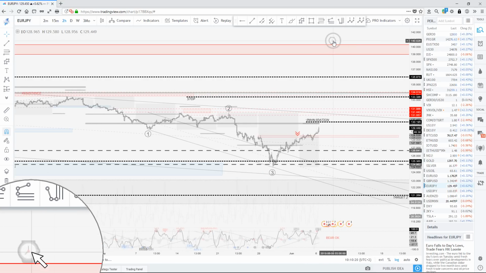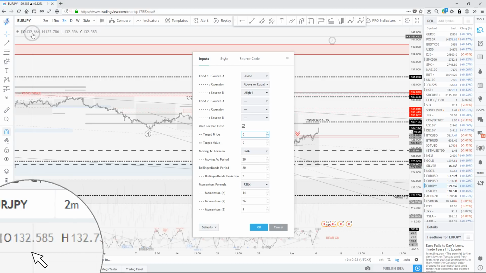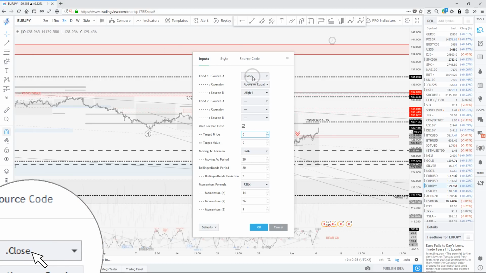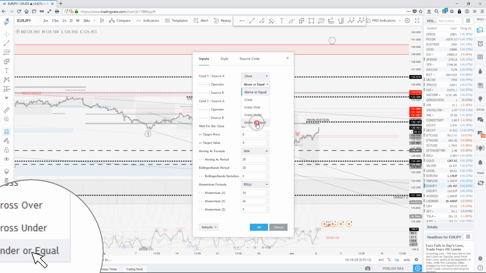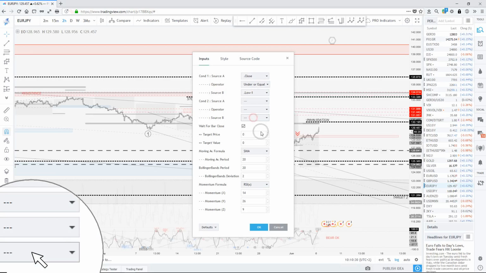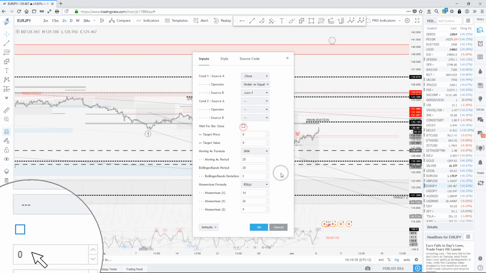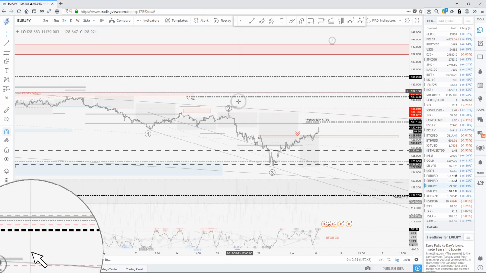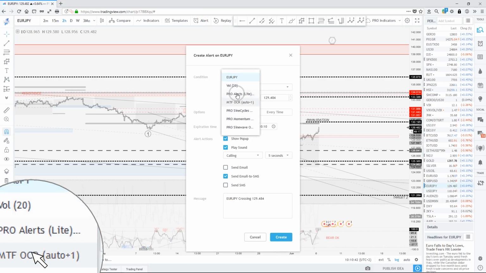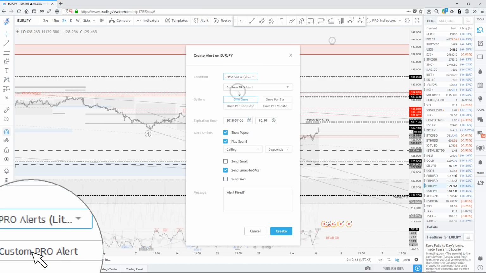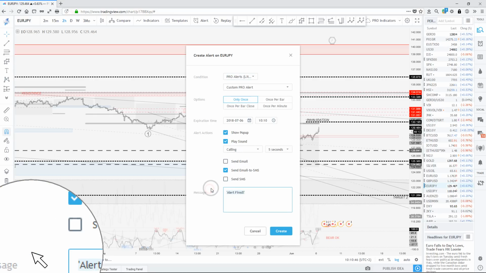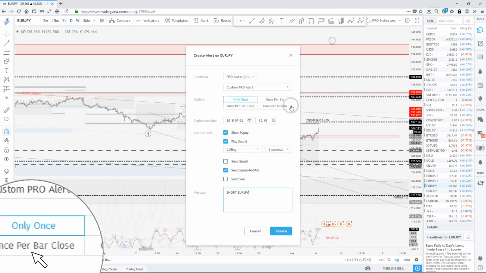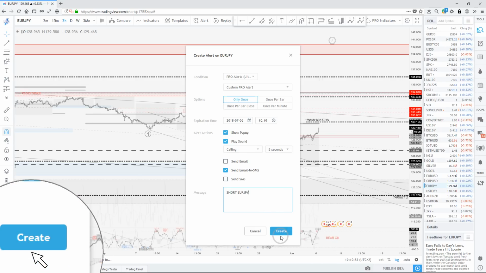So I'm going to put the alert right in front of you using pro alerts. I want to have the close being below the previous low. Low -1 means low of the previous candle. I don't want to wait for the bar close, and this is how we do it. Creating the alert, searching for pro alerts light, custom pro alert, and I want short Euro GPY. It's on the 2-hour chart time frame. I want to trigger it only once.